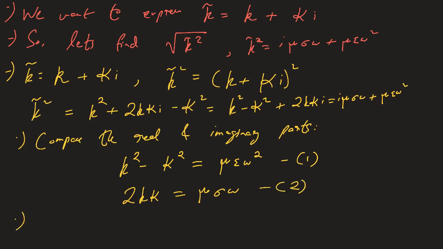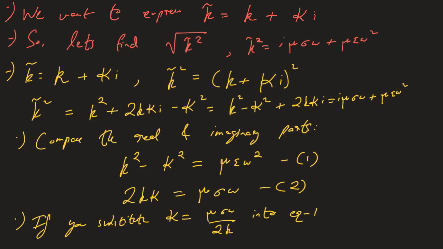So if you substitute kappa equal to mu sigma omega over 2k into equation 1, then if you go to the next slide, what we basically get is that k squared minus mu squared sigma squared omega squared over 4 k squared is equal to mu epsilon omega squared.